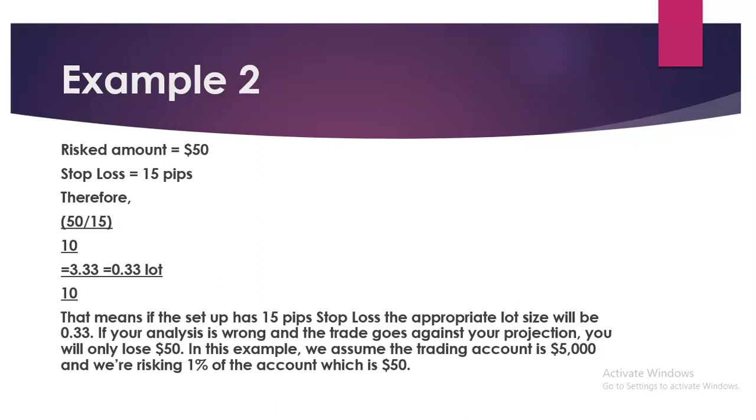Okay, are you following now? The same trader with the same $5,000 equity: the first trade setup has a 10 pip stop loss, and the lot size differs for the stop loss of 15 pips. I hope you're actually following this.